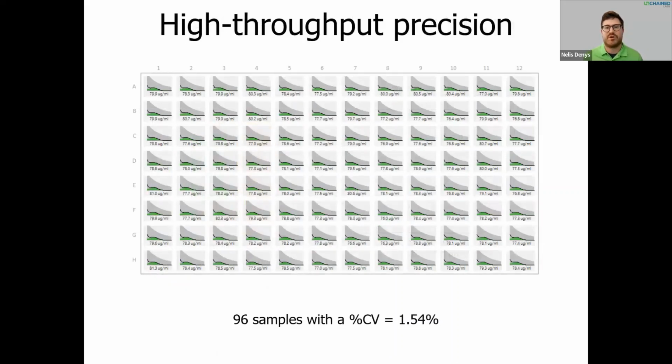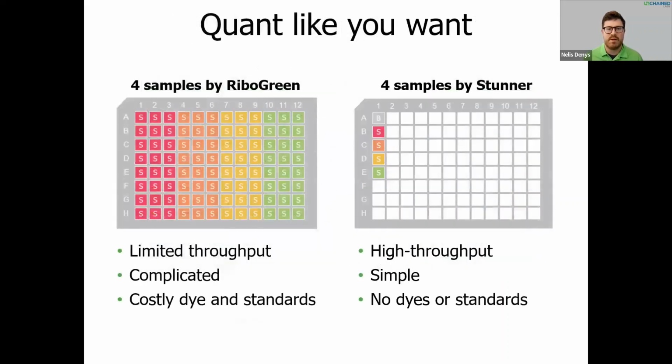And as mentioned, Stunner lets you run 96 samples in an hour. So here we can see 96 replicates of that RNA LNP, where the green is your RNA concentration, shown below the bar and also green in the graph. And the gray is the turbidity signal. The coefficient of variation is a spectacular 1.54% over these 96 complicated samples. And so quant exactly like you want.